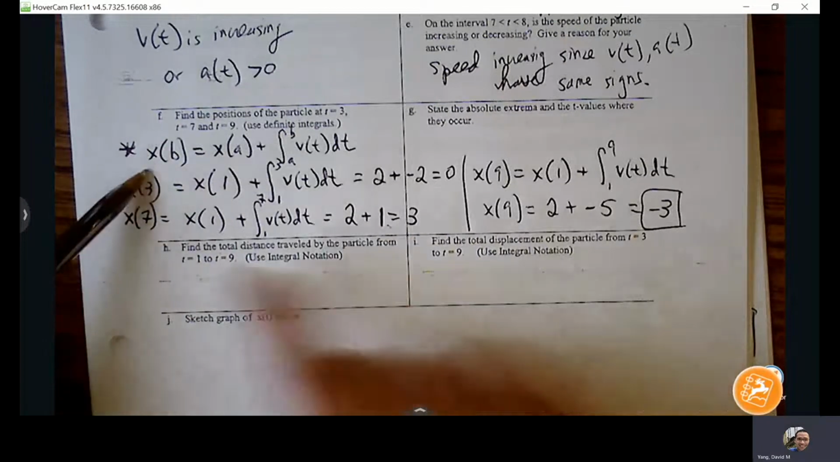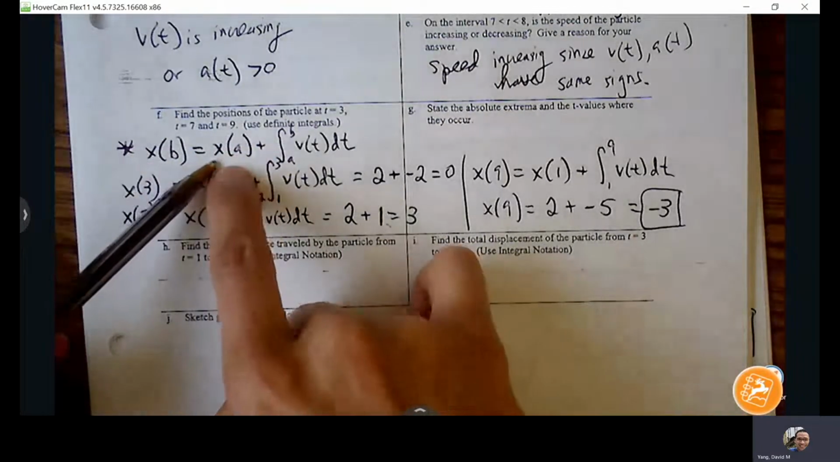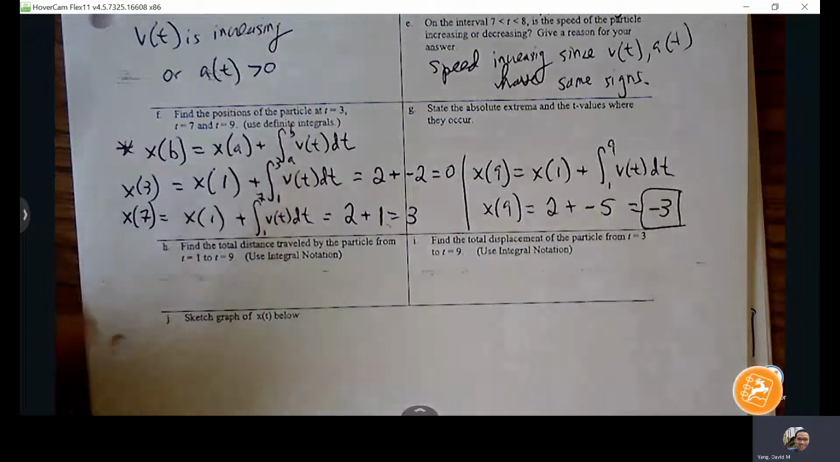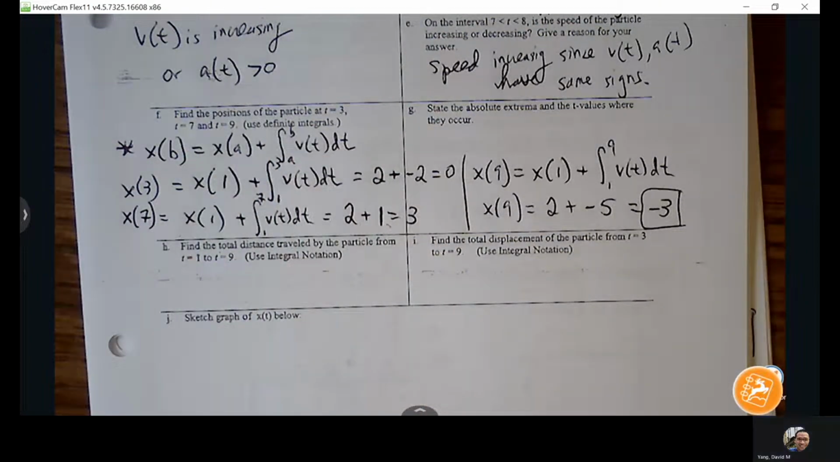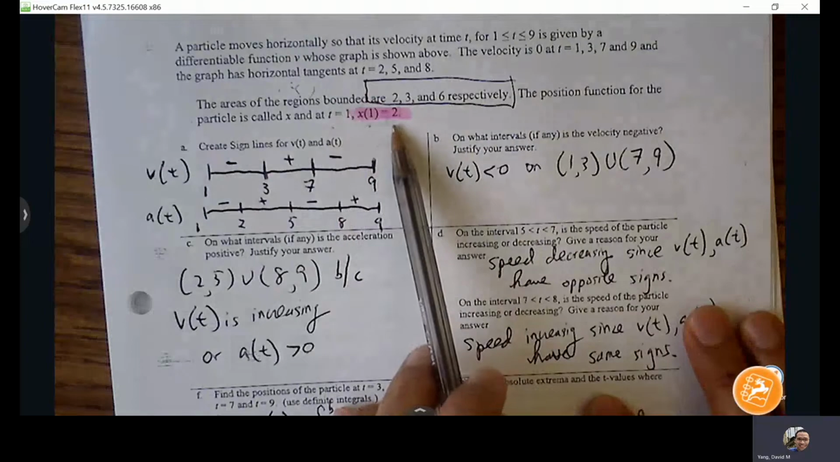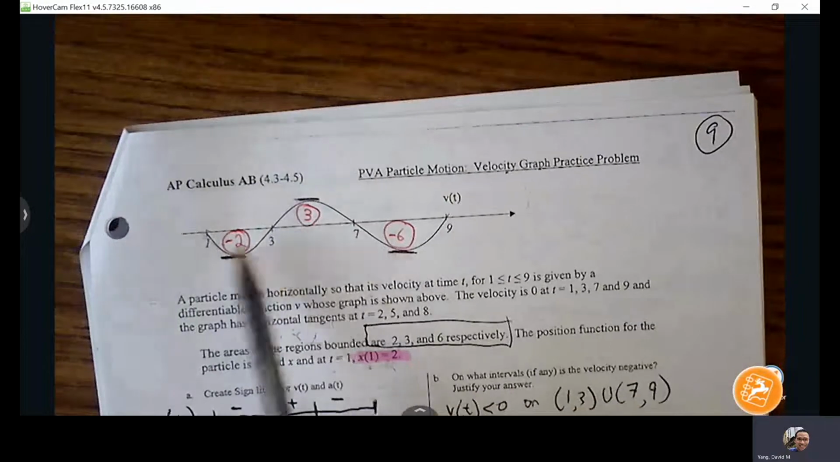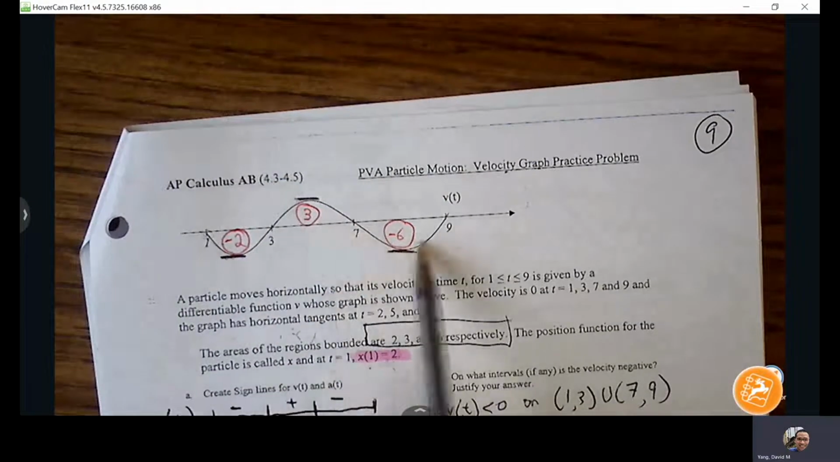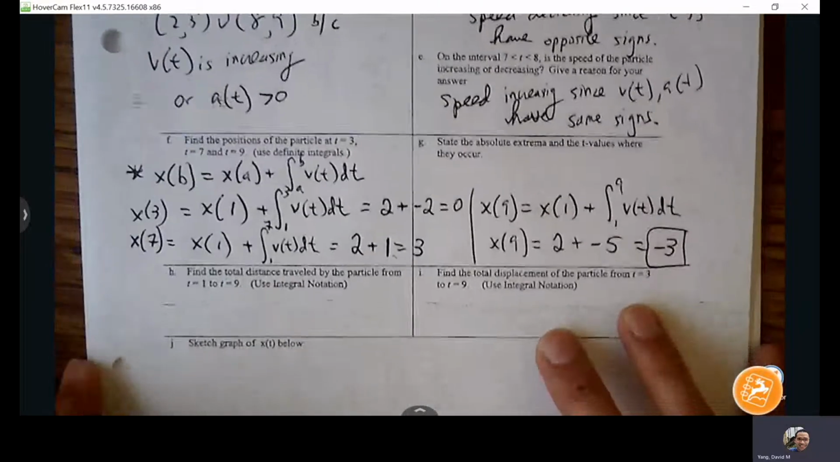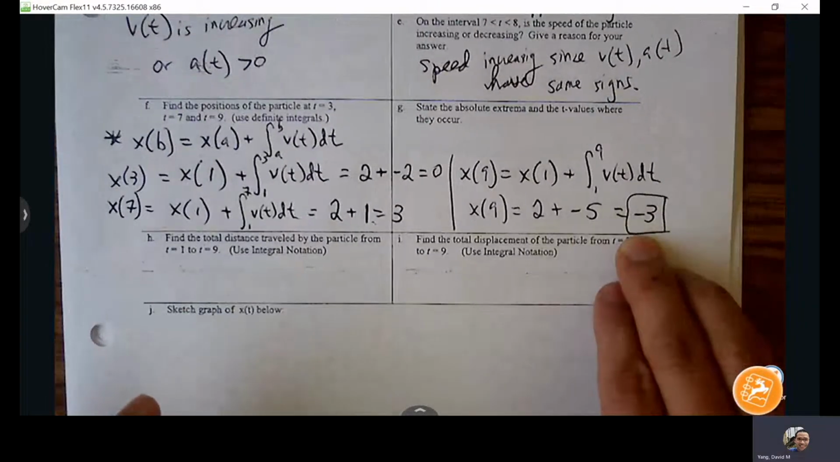So if I'm looking for my final position, it's going to be my starting position plus how much progress I made between those two time intervals. So it tells us that x of 1 is equal to 2. So you're starting at location 2, and then you're moving forwards and backwards based off of these numbers. Right, you add the 2 to -5 to get -3.